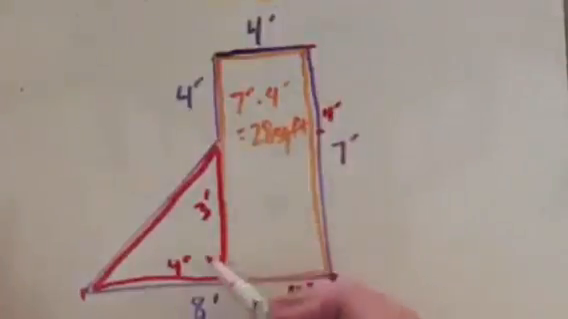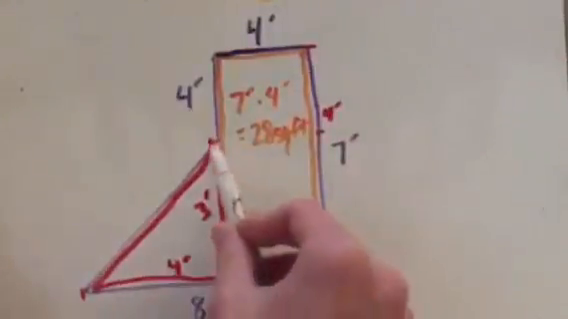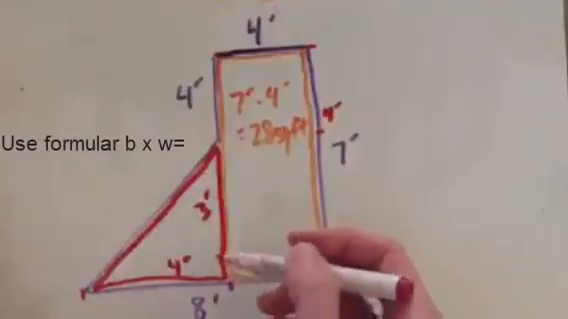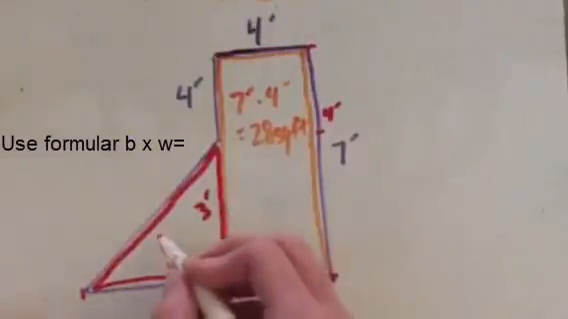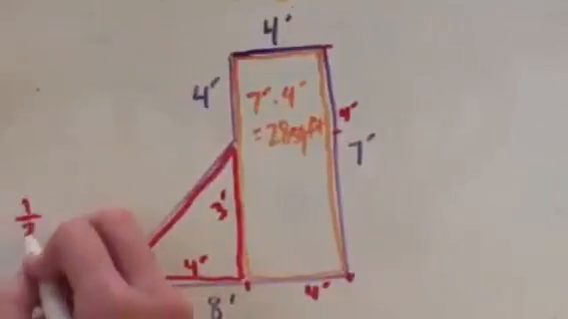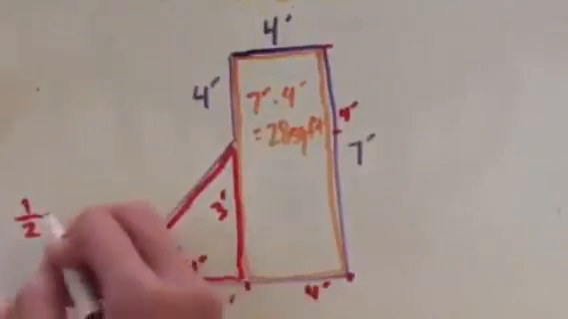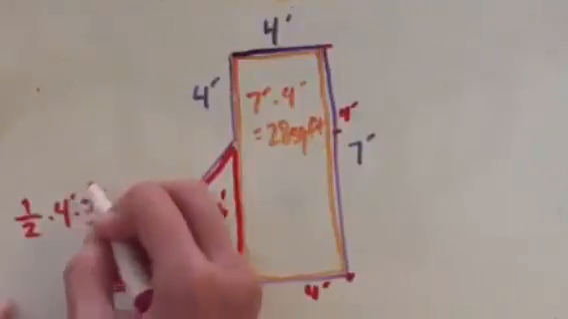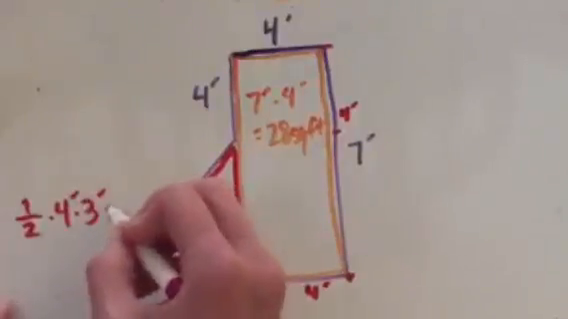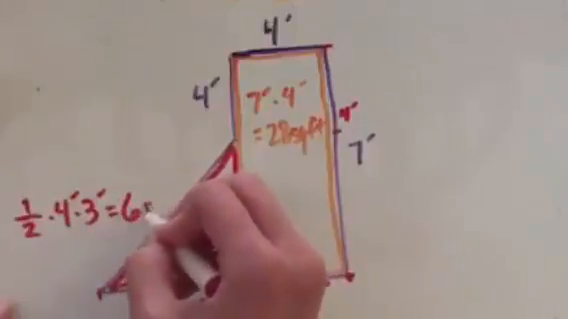But now I have a base and I have a height. And so I can use my formula that I'm familiar with, 1/2 base times height, to figure out the area of this triangle. 1/2 times the base of 4 times the height of 3, 4 feet times 3 feet, is going to give me 6 square feet.